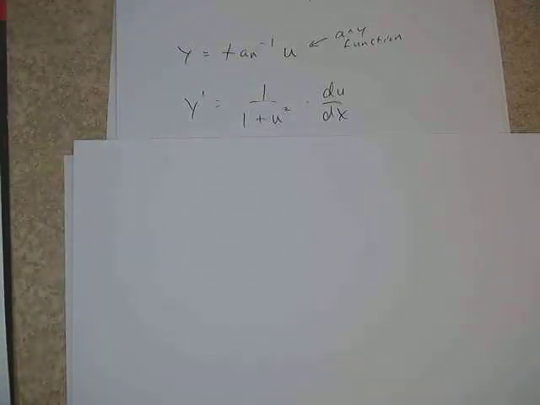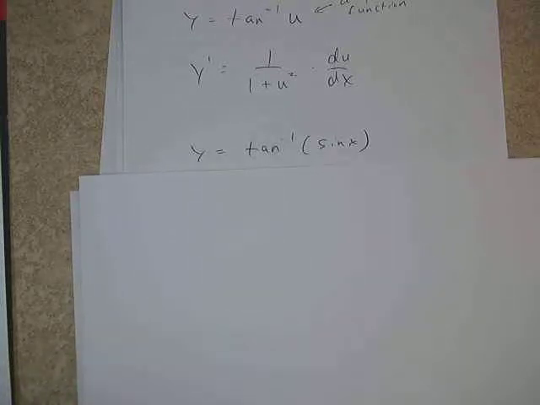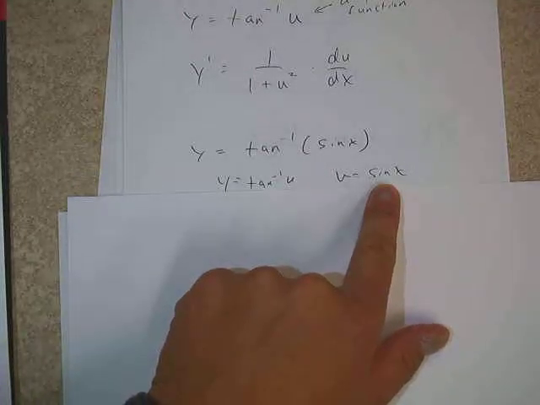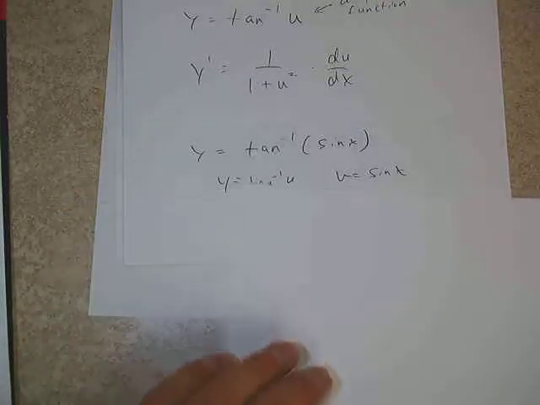We're going to look next at the tangent function, tangent inverse, that is. So once again, if we have the tangent inverse of any function, the derivative is 1 over 1 plus u squared times the derivative of the inside function, which is the du dx part of that. So that's going to be our rule for tangent inverse.